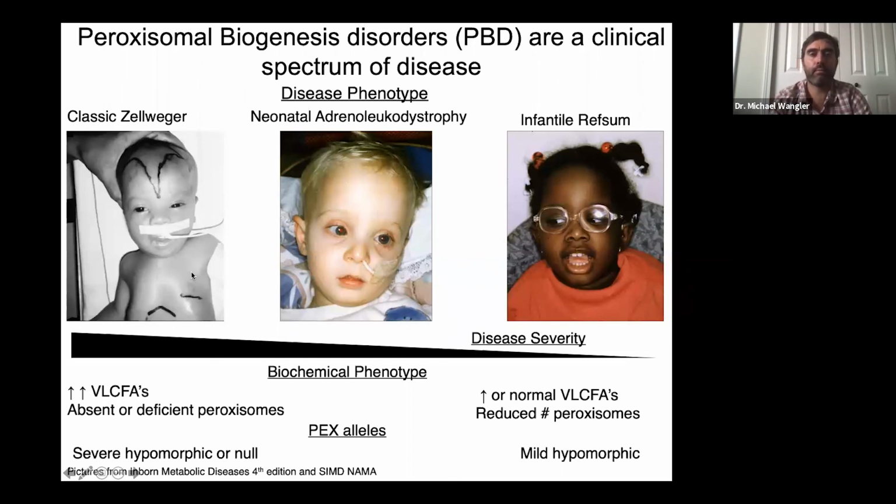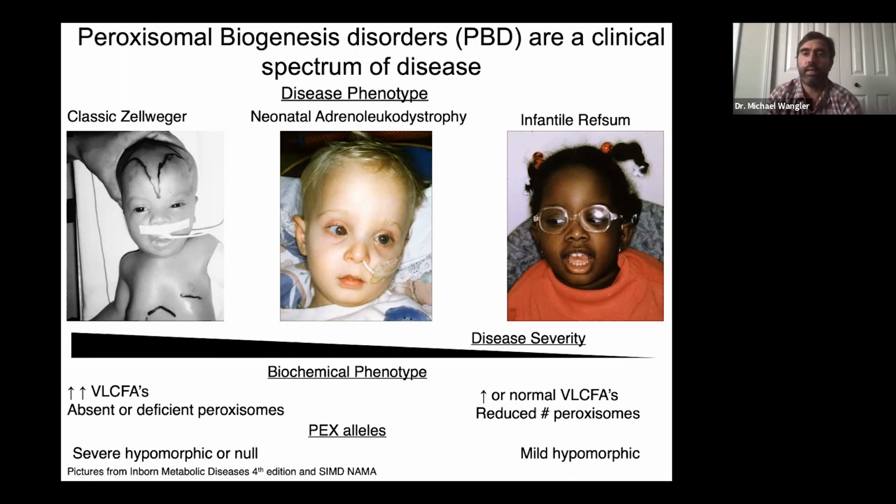But you can see that this child has some facial features that are abnormal, and this particular patient was noted to have low muscle tone and seizures right at birth. Then disease number 2 was called neonatal adrenoleukodystrophy, because infants were having changes in the brain MRI that looked similar to people with adrenoleukodystrophy. And then this individual was diagnosed with infantile Refsum.